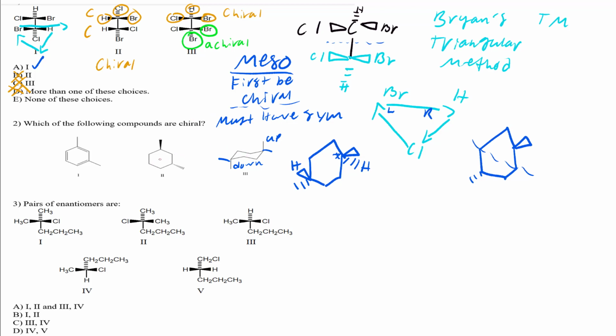And over here, it's the same thing, right? You have a wedge and a hash. So is a wedge methyl the same as a hash methyl? No, they're different. And so these are not meso compounds. They do not have a plane of symmetry. Okay? So that would be chiral for sure.